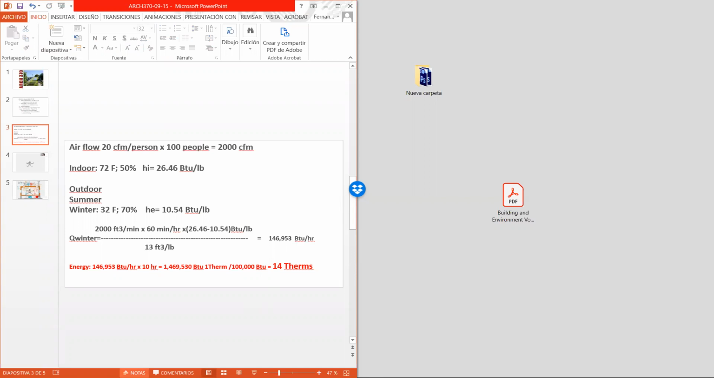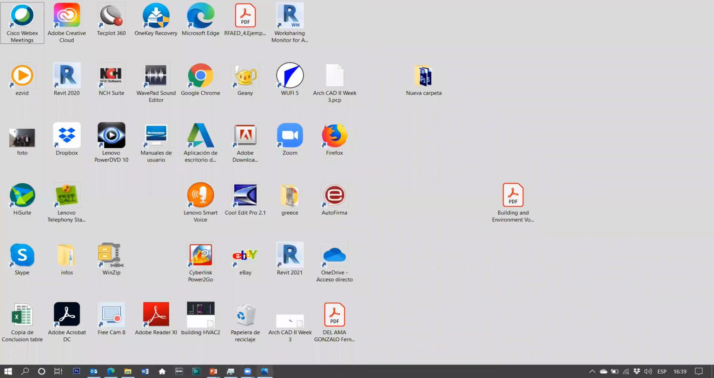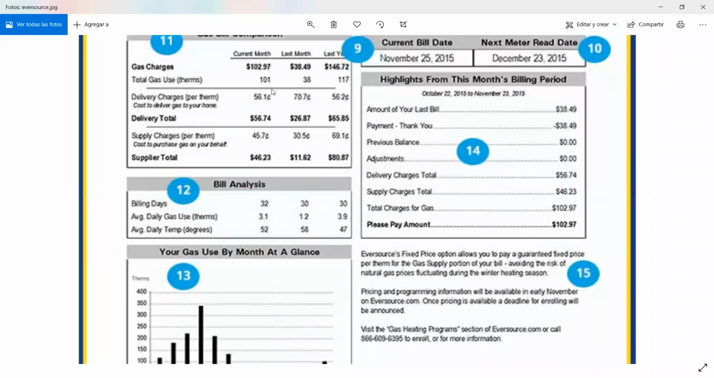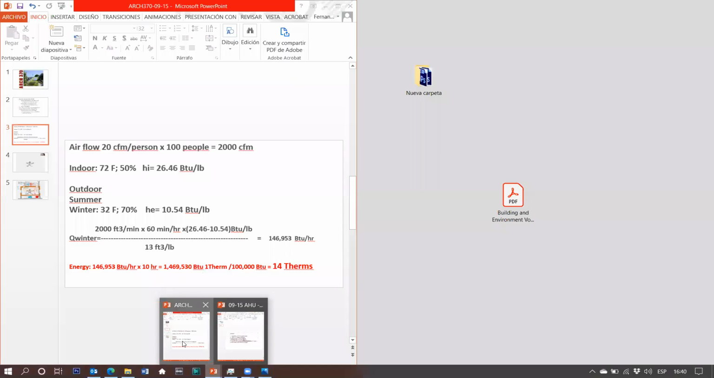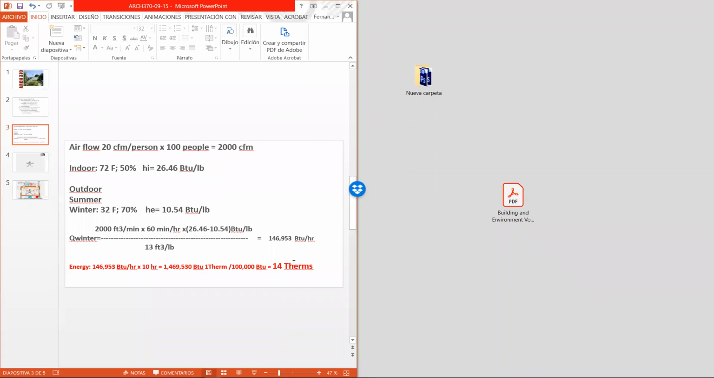If we look at the electricity bill that we saw at the beginning, the total monthly consumption is like 100 therms, and on a daily basis, we are consuming here like 14 therms. So it's the same order of magnitude. The magnitude is important. It can be 14, it can be 12, it can be 15. I don't mind. But if it's 1,000 therms, no, it has to be 14.